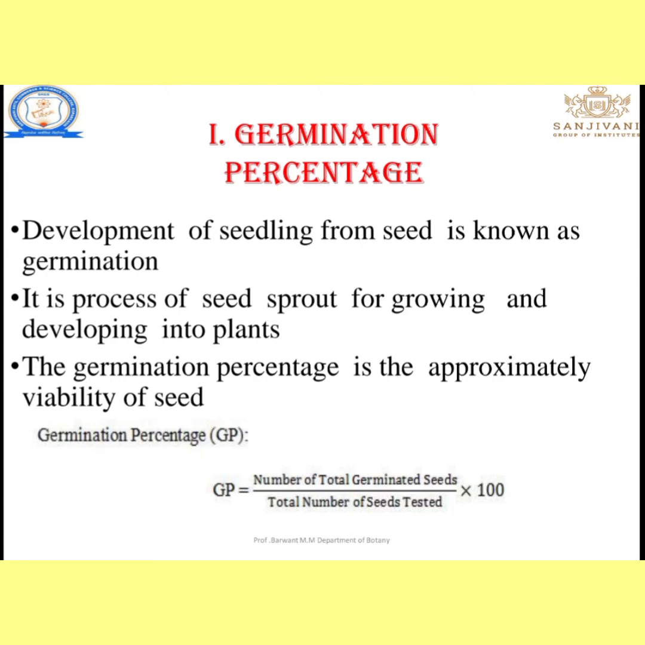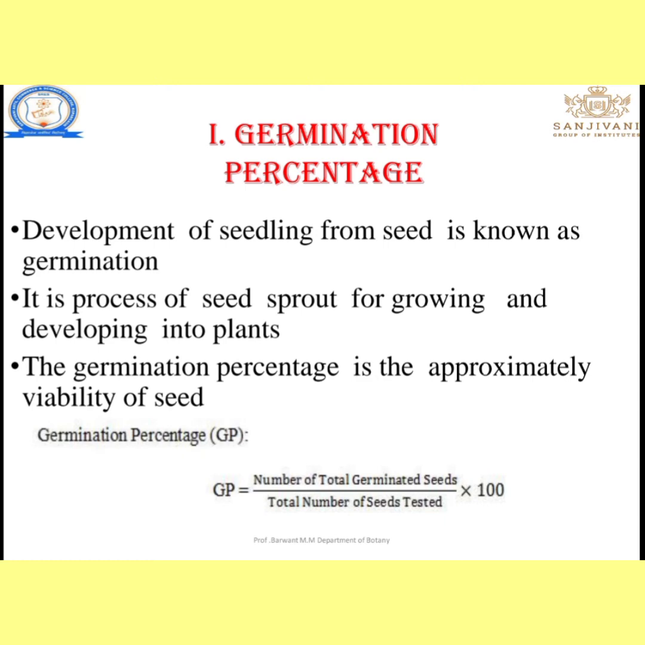Development of a seedling from a seed is known as germination. Germination and germination percentage are similar. When germination is expressed in the form of a percent, that is known as germination percentage. It is the process of a seed sprouting, growing and developing into a plant. The germination percentage approximates the viability of a seed. It is denoted as GP.